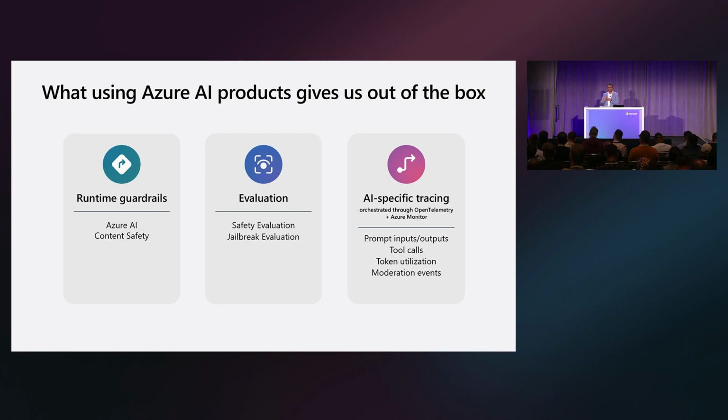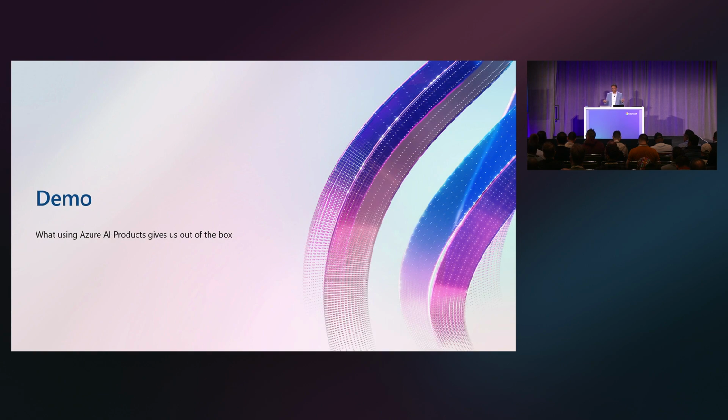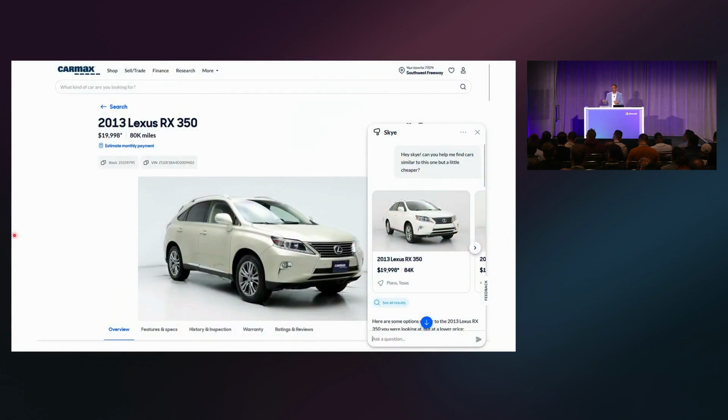So when you're using AI, you want to know, what was the input prompt? What is the output prompt? What sort of tools were called from my LLM? For that AI-specific tracing, we are using a combination of OpenTelemetry as well as Azure Monitor. So with that, let's look at a demo of how we are using these tools.